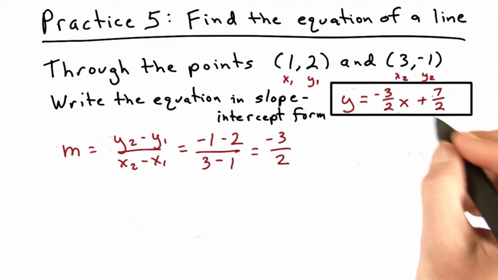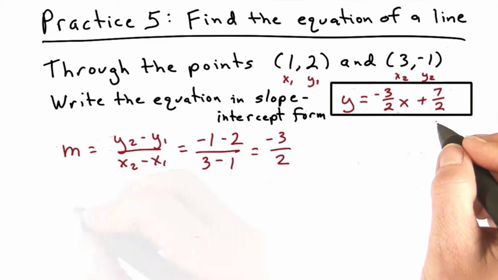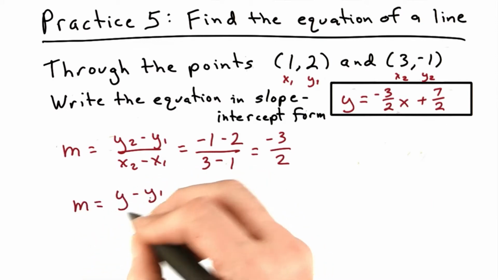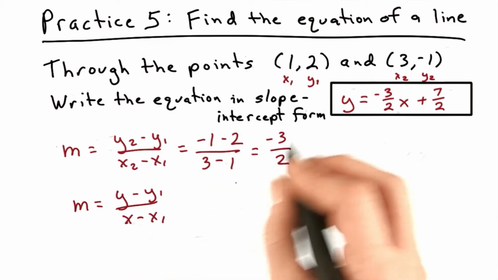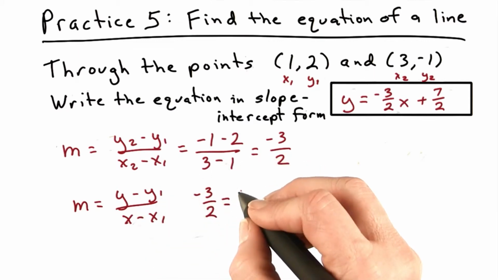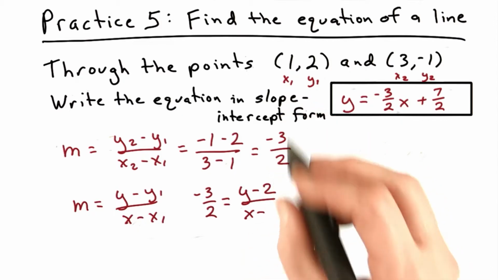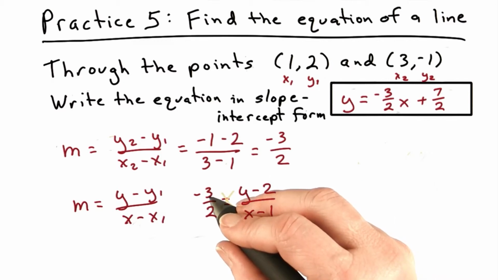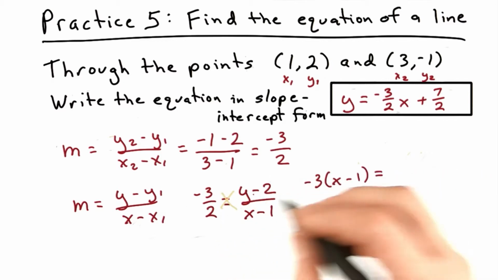But how did we get 7 halves? There's a couple different ways to do this. We also know that the slope is equal to y minus y1 over x minus x1. So our slope was negative 3 halves, and that's going to equal y minus y1, y1 is 2, over x minus x1, which is 1. And again, I can cross multiply. When I cross multiply, I have negative 3 times x minus 1 equals 2 times y minus 2.